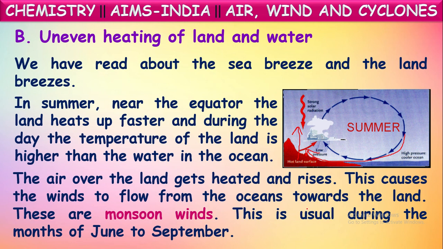This is usual during the months of June to September. So in these months, land becomes warmer and hotter. So the air in this area becomes hot and rises up. It creates low pressure on this land. Now the cool breeze from the oceans moves to the land. They are called monsoon winds. This is generally observed from June to September in our country.